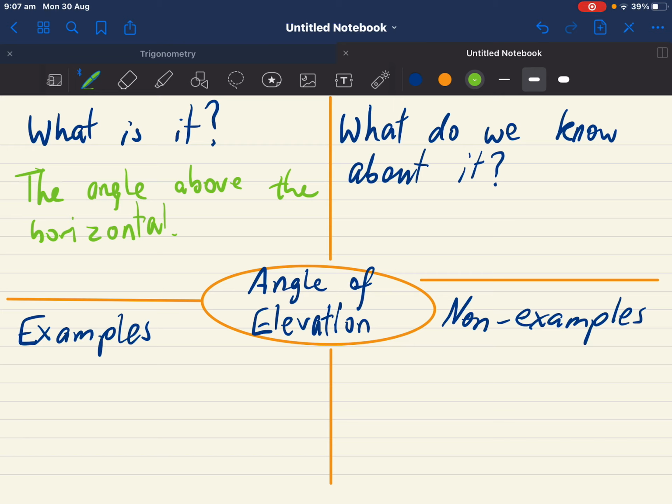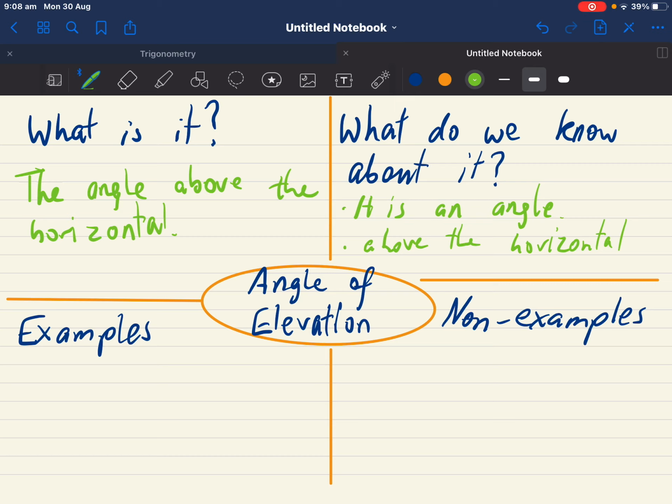What do we know about it? Well, we know it is an angle. I guess that's the most simple thing. It's above the horizontal. It comes up a lot in trig questions. I know there's other things you could write down there, I guess.